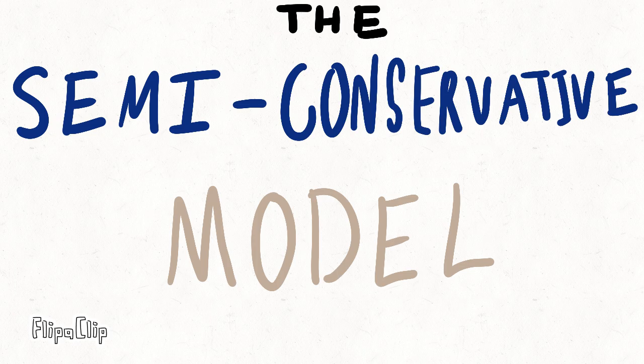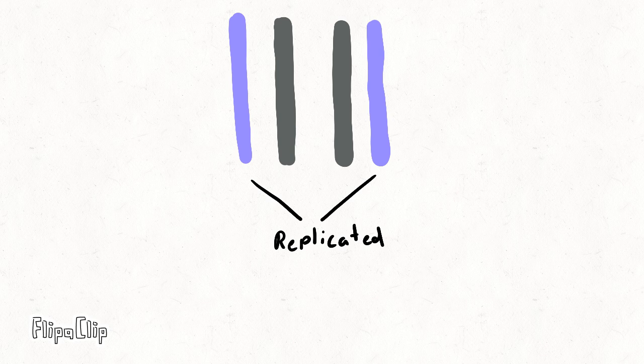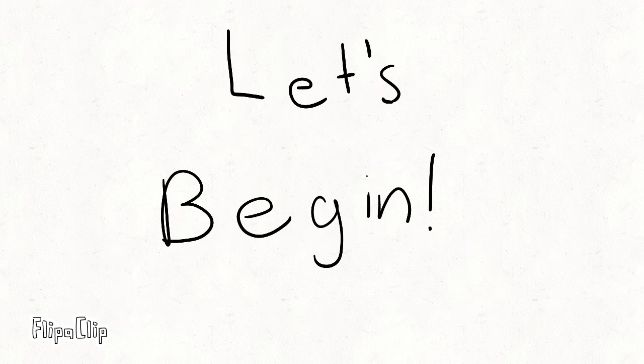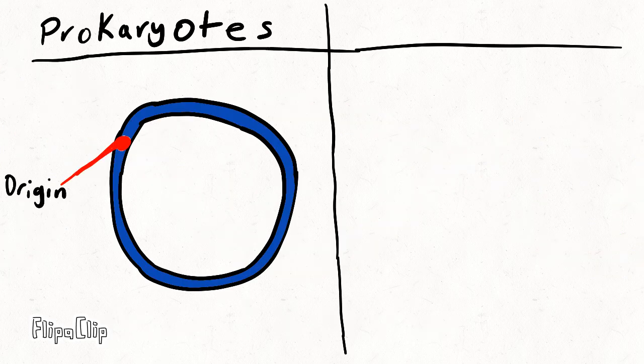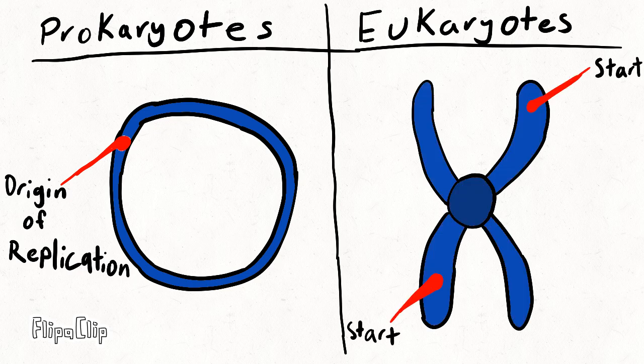DNA replication is described as semi-conservative, meaning that each new DNA molecule contains one original parent strand and one newly synthesized strand. Let's begin. Replication begins at specific locations on the DNA called origins of replication. In prokaryotes, there is usually a single origin, while eukaryotic cells have many origins along each chromosome. Having multiple origins allows large eukaryotic genomes to be replicated more efficiently and quickly.